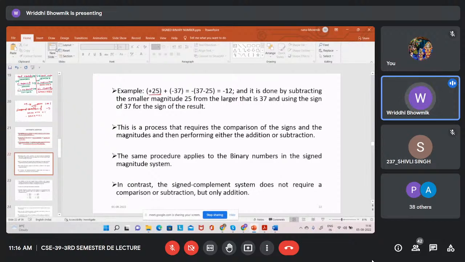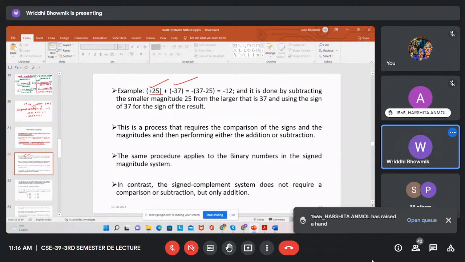Example, suppose we are adding +25 with -37. Here 37 is larger, so we subtract the smaller magnitude from the larger magnitude, and we put the sign of the larger magnitude in front of the result. So here we are subtracting 25 from 37, and because in front of 37 there is a negative sign, I will put a negative sign in front of the result. So finally I will get -12.